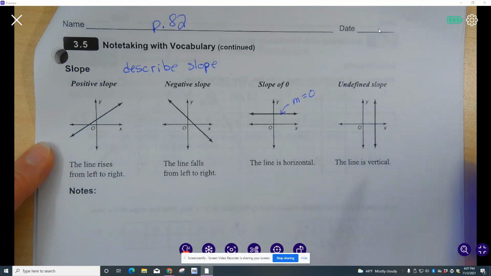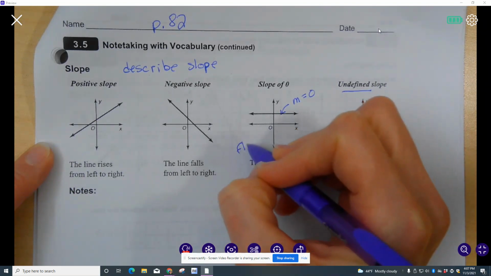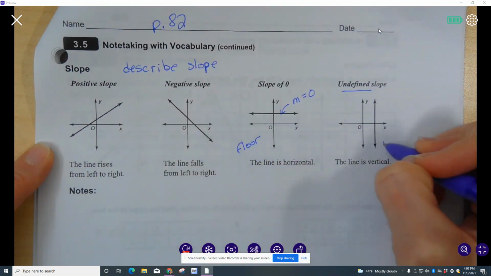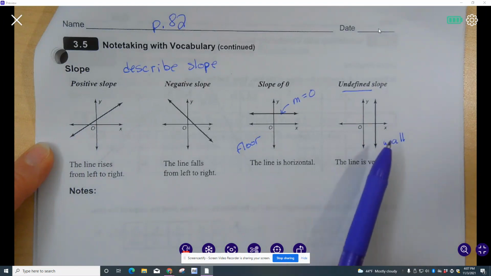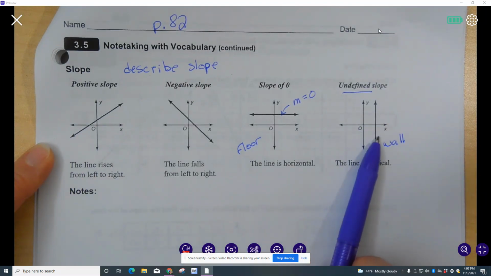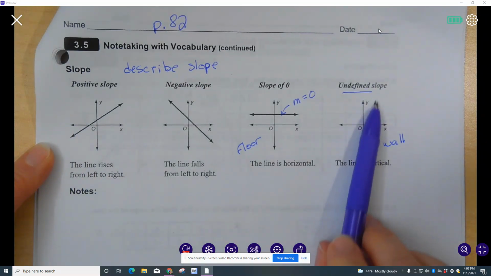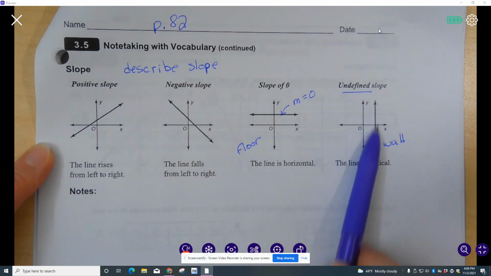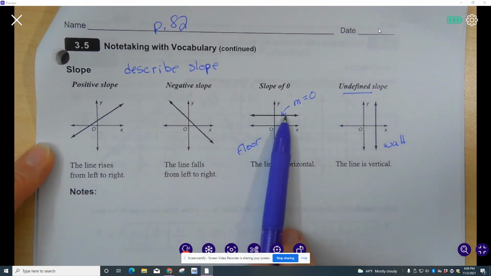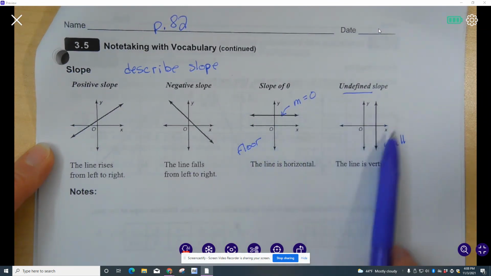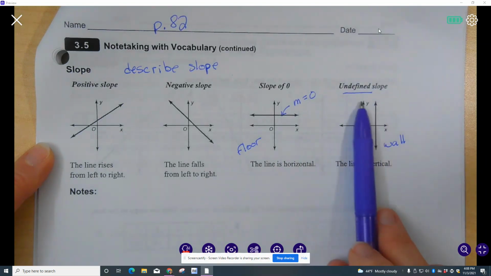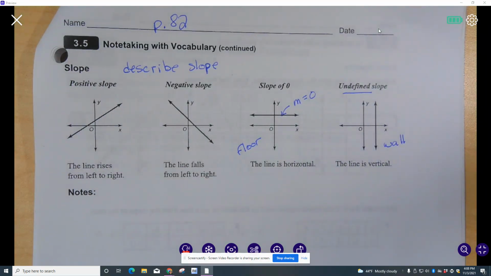This is a vertical line, and we say the slope is undefined. So over here, I'm going to say, think of the floor. Over here, I'm going to say, think of a wall. You can't walk up a wall, right? That's impossible. So think, oh, this slope is undefined. The floor I can walk on, slope is 0. A wall I cannot walk on, slope is undefined.